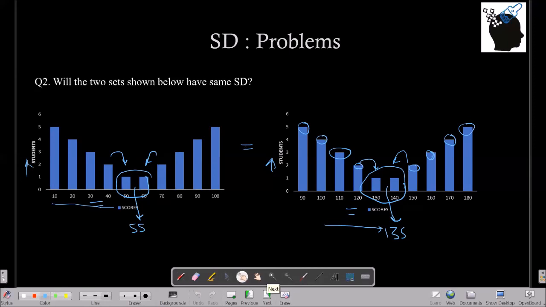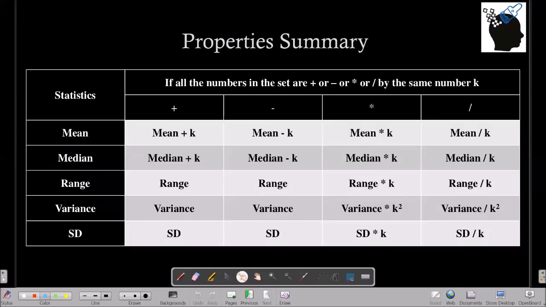Now let's go ahead and do a quick recap of the different properties we learned today. So if all the numbers in the set are increased, decreased, multiplied or divided by the same number, then the mean and the median will get increased, decreased, multiplied and divided by the same number. In case of addition and subtraction, the range does not change. But in case of multiplication and division, the range also gets multiplied or divided by the same number. In case of addition and subtraction, the variance does not change. But in case of multiplication and division, variance gets multiplied or divided by the square of that number.